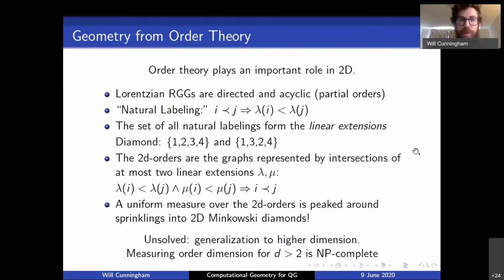Okay, so the last thing I'll introduce before we get into some exercises is order theory. This is actually very important in two-dimensional quantum gravity. Because Lorentzian random geometric graphs are directed and acyclic, they have an equivalent representation as partially ordered sets. These are just sets where for every pair of elements, either A precedes B or B precedes A, or neither of them are related. Because of that property, we have what's called a natural labeling, which says that for a pair of nodes in your graph or elements in your partially ordered set, if I precedes J, then in their labeling lambda, lambda of I is less than lambda of J.